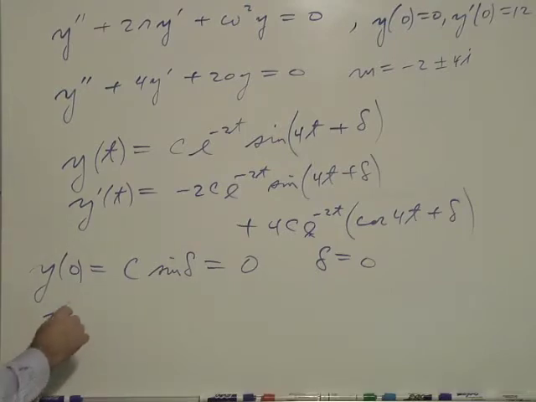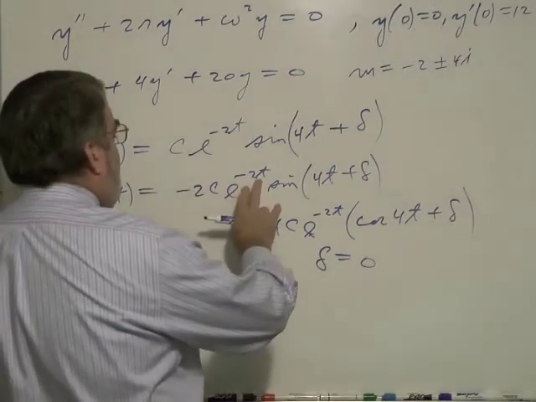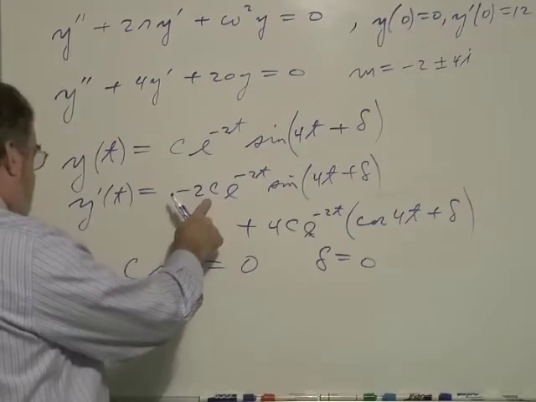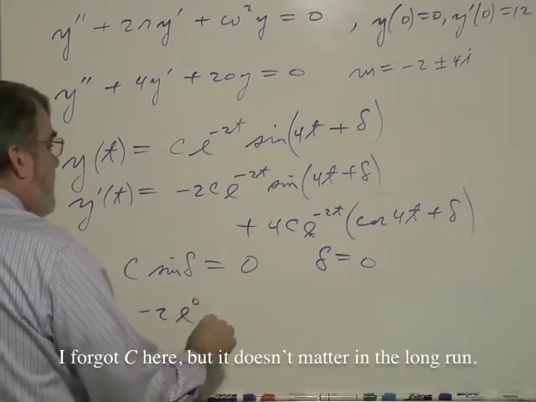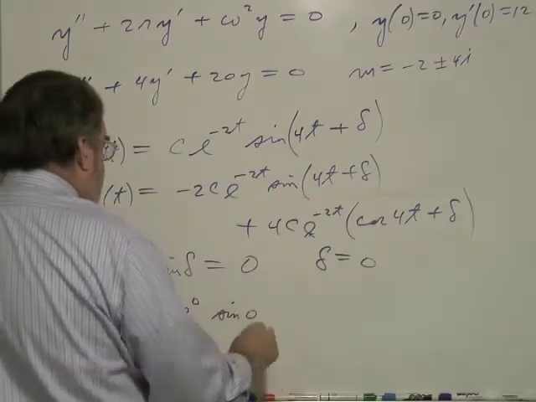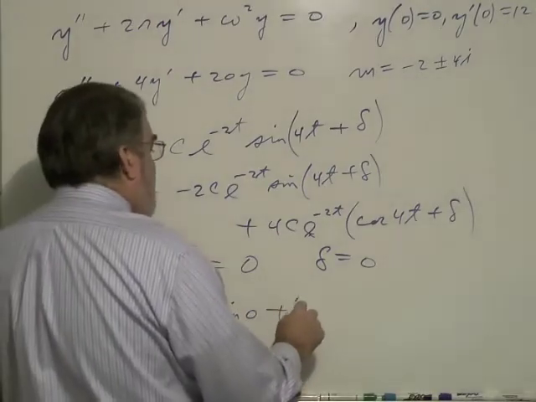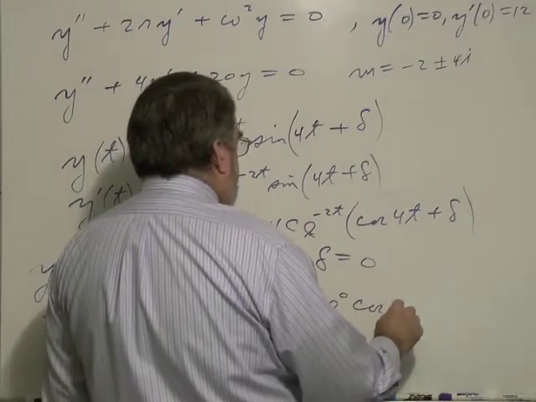And to get the other one, we're going to have to plug into the first derivative. y prime at 0. Alright, so I go over here, plug zeros in, and e to the -2t is 1. So I have minus 2c times e to the 0 times sine of 0, plus 4c e to the 0 times cosine of 0.